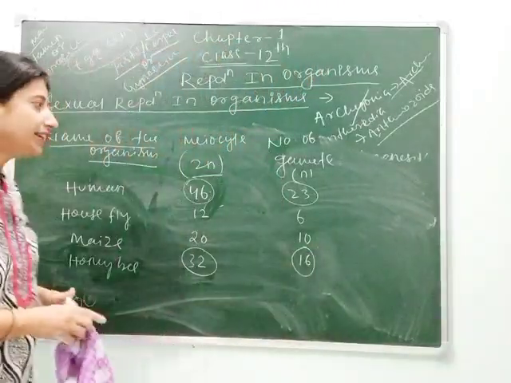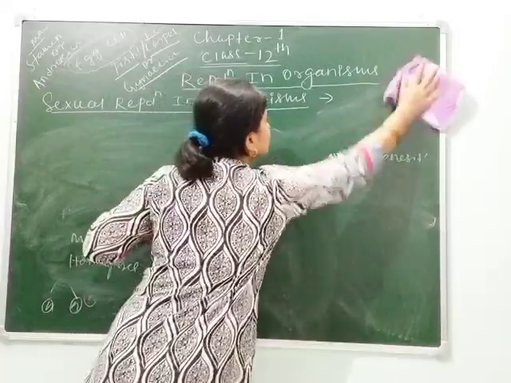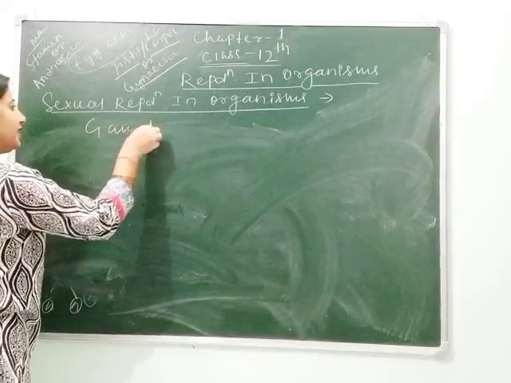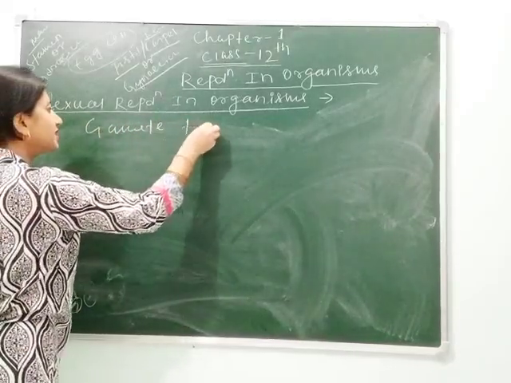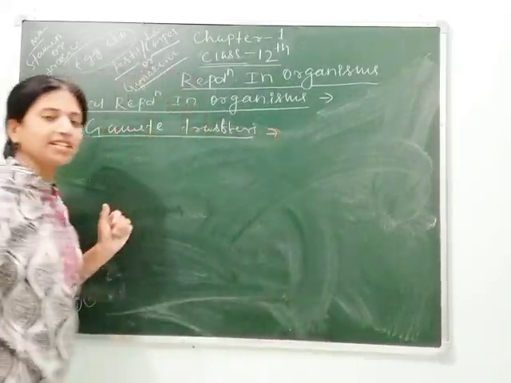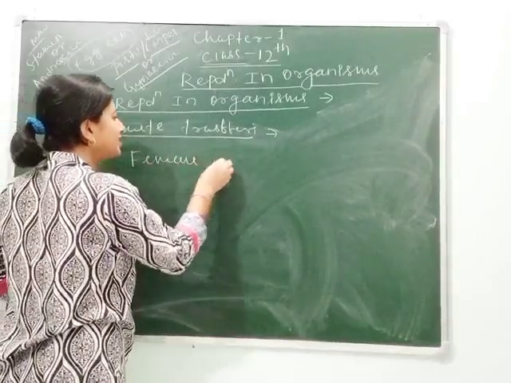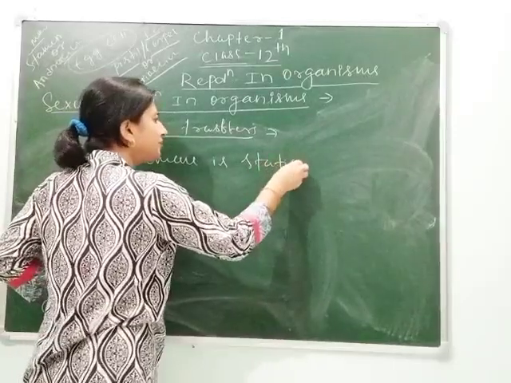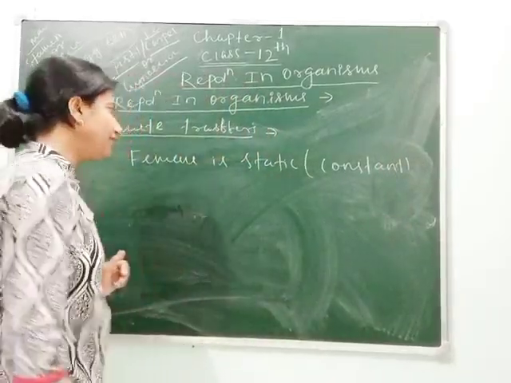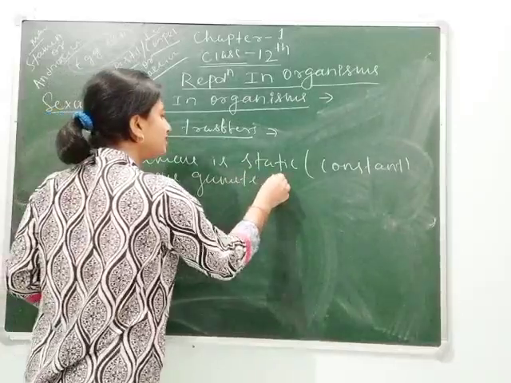Next, let's move to study gamete transfer. After gametogenesis, we will study gamete transfer. Gametes are transferred through different means. As we know, the female gamete is static, meaning constant. It will not move. The male gamete is motile.